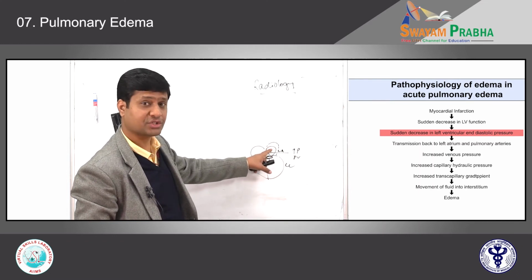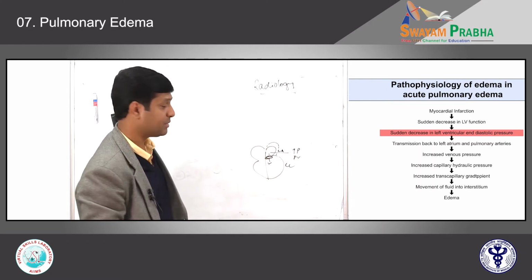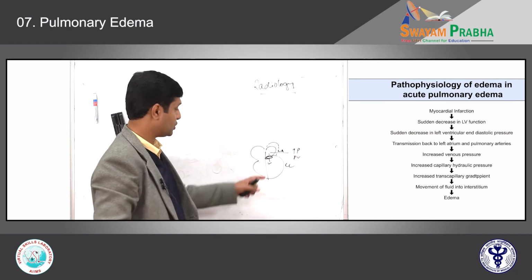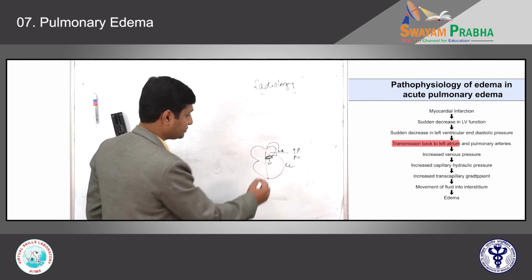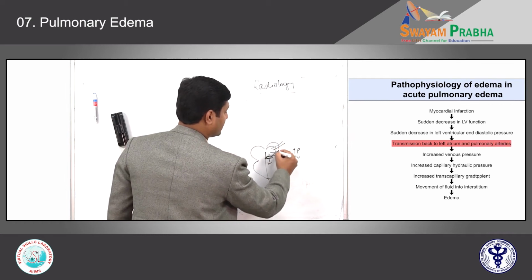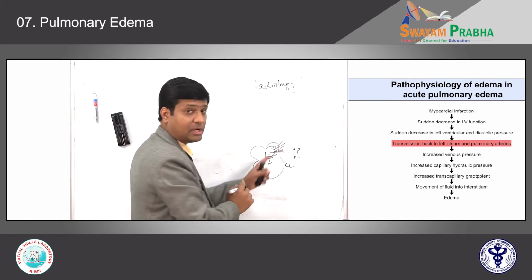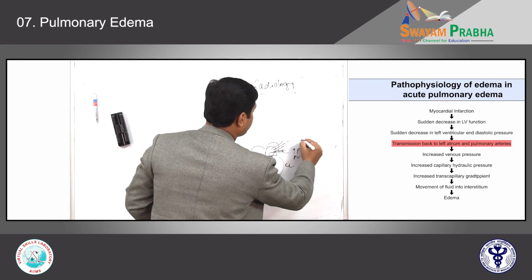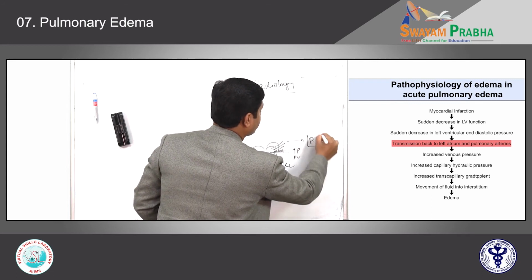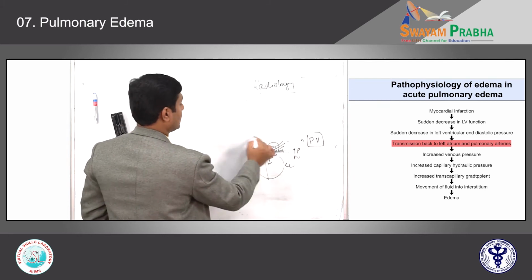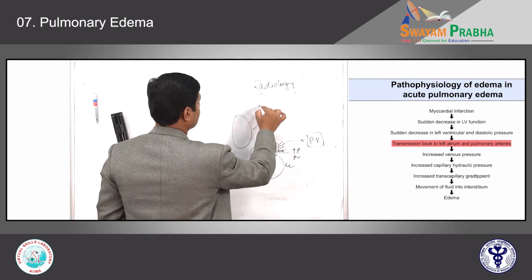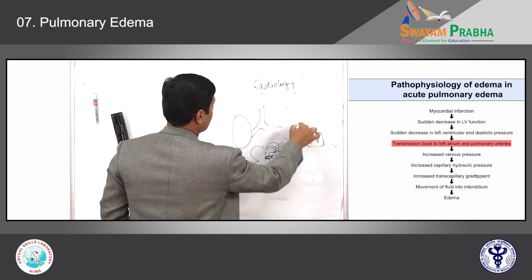When left atrial pressure or volume increases, what happens? The pressure cannot be transmitted to the left ventricle. So which structures are opening in the left atria? Those are pulmonary veins. The same pressure will be transmitted backwards into the pulmonary veins. These pulmonary veins, where do they come from? They come from the right and left lungs.